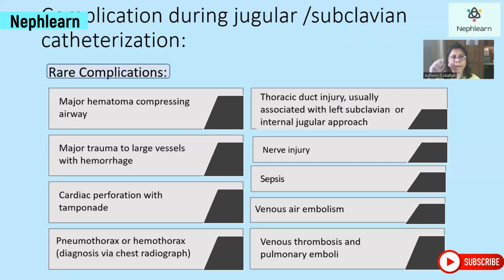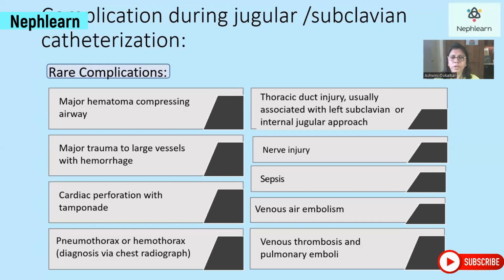There are more rare complications like hematomas, which are so large that they compress the airway, or there may be a major trauma to large vessels resulting in hemorrhage, or there may be cardiac perforation even with tamponade. Also seen are pneumothorax and hemothorax. What is pneumothorax and hemothorax? It is the collection of blood or the collection of air in the pleural cavity. Sometimes there may be thoracic duct injury, which is seen as a white colored fluid that is known as chyle.